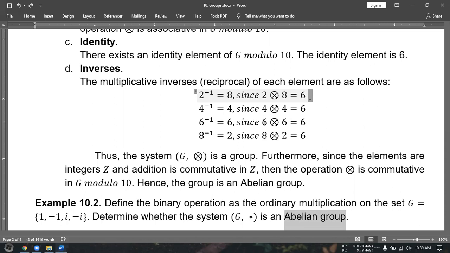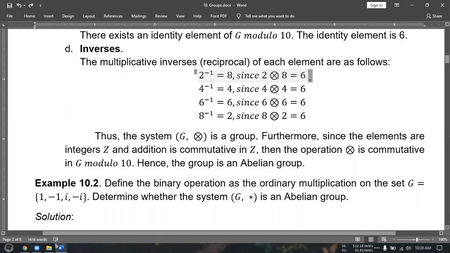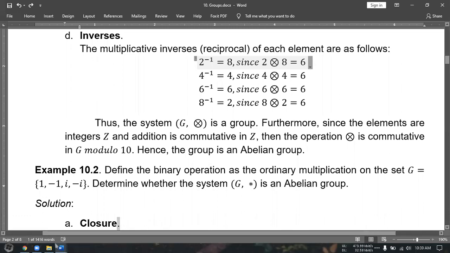To start with, you have to test first if this system is a group. Test muna natin if this system is a group. Just after that, we can verify if that group is abelian or not. So first, closure property.